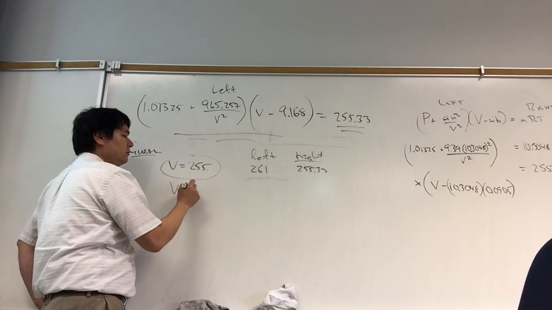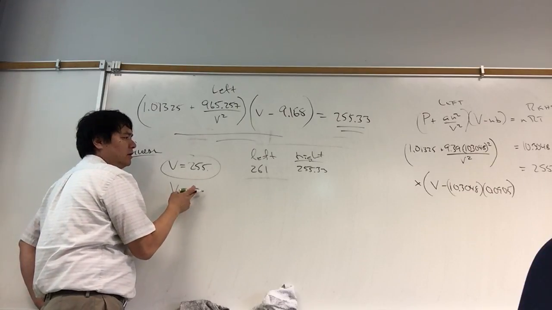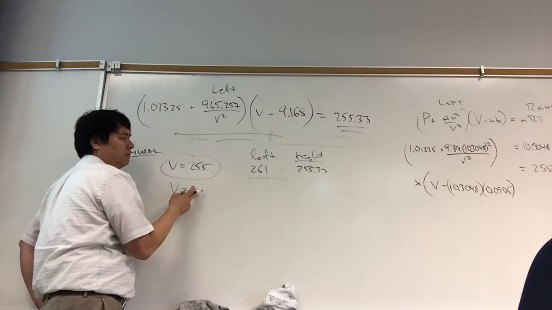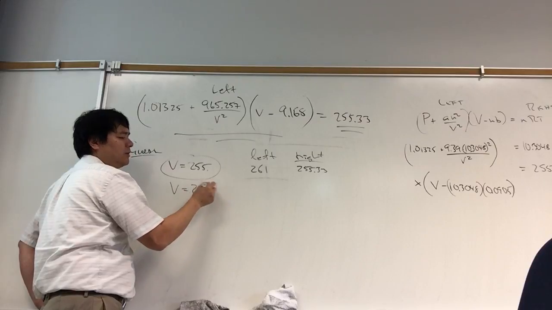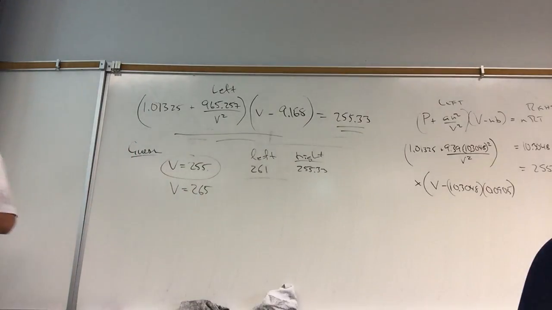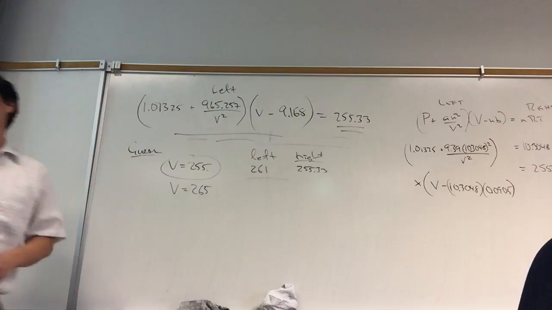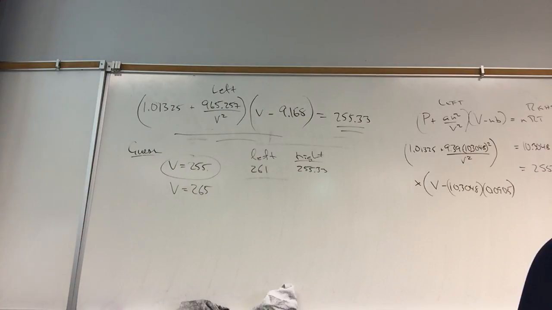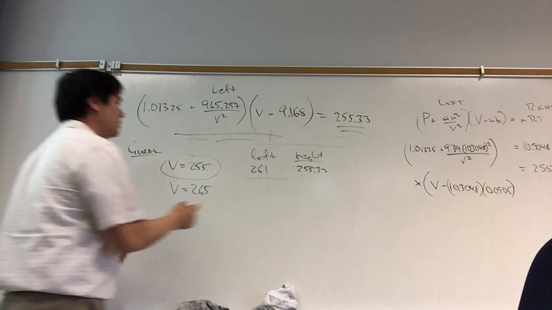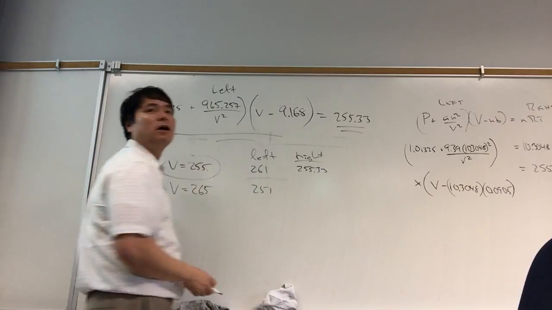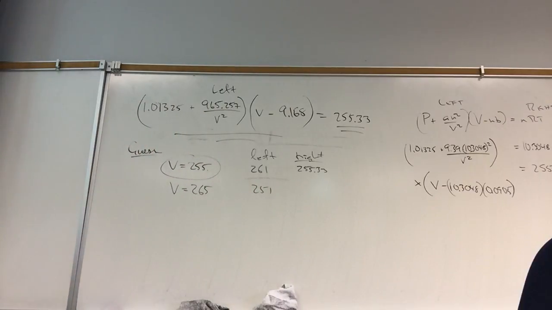Well, let's try it. So the next guess, what do you want to guess? Let's just make it a big change to see what happens, 265. And so we go up to 265, and then we plug 265 in here and here, and then see what the answer is. Since I don't have much time, I'm just going to use Excel to calculate it for us. And then the left side comes out at 251. Now it's too small. We went too far, right?